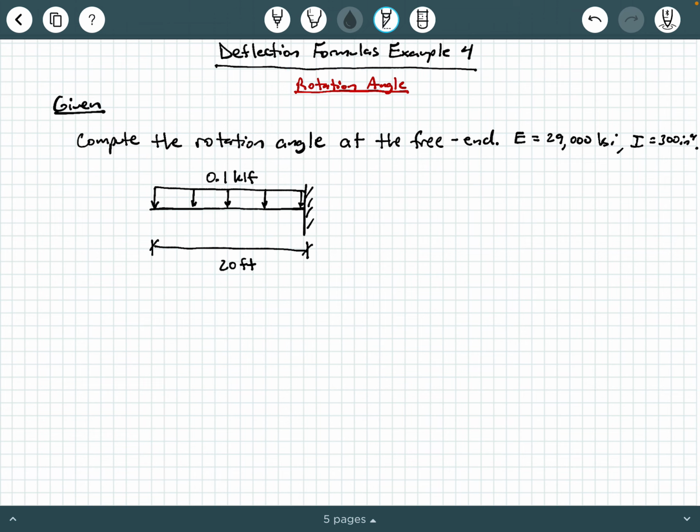In the given information, we're being asked to compute the rotation angle at the free end of the beam. We're also being told that the modulus of elasticity is 29,000 ksi and the moment of inertia is 300 inches to the fourth power. So here we have this cantilever beam with a free end at the left side and a fixed end on the right, and it's supporting a uniformly distributed load of 0.1 KLF over its full 20-foot length. So if we were to sketch this deflection diagram, we're going to have a concave down deflection, and it goes out to a taper on the right support, okay?